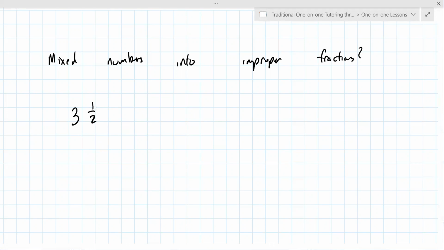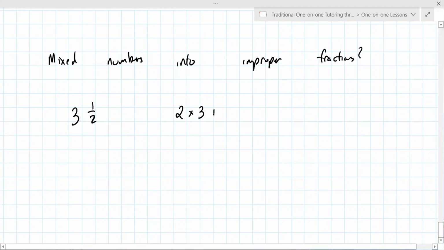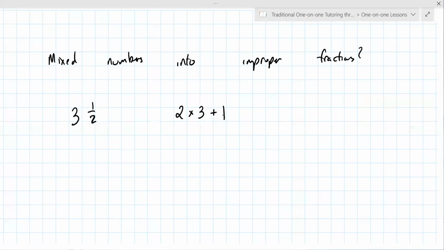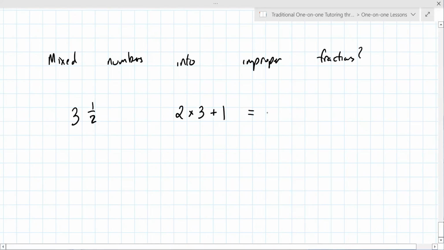Hopefully by next week I'll have a better sense of where you're at, but it looks like you've done some, but not everything. So here's what you do. You take the 2, you multiply by the 3, and you add the 1. So 2 times 3 is 6. Plus 1 is 7. That's right. 6 plus the 1 is 7. So this becomes 7 divided by, and use that bottom number there, 2.